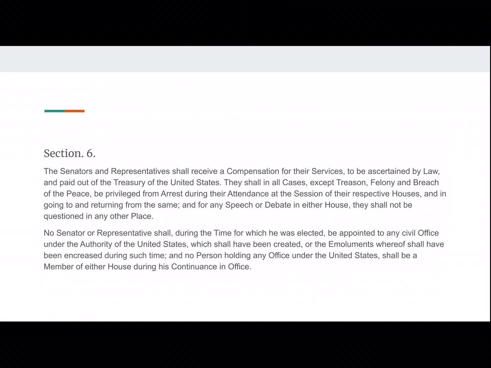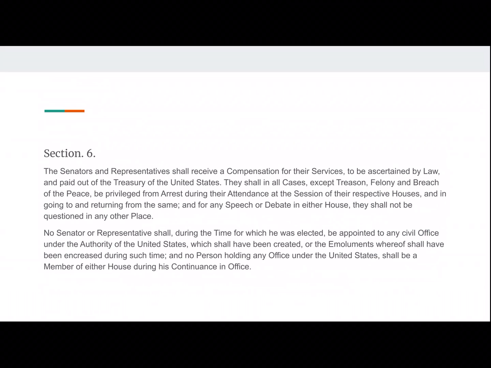All right, Section 6. We're over halfway there. This is the one about paychecks. The senators and representatives shall receive a compensation for their services to be ascertained by law and paid out of the Treasury of the United States. So it's saying the Treasury of the United States, we will pay them.